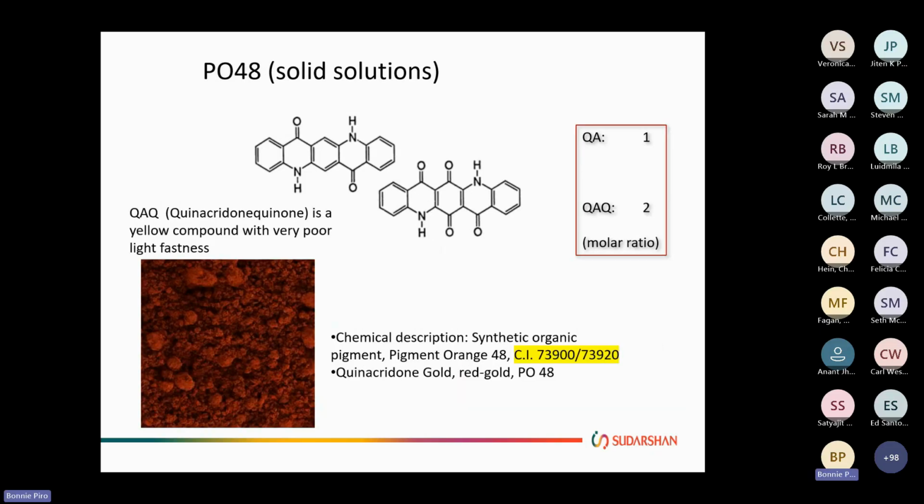Another example is Pigment Orange 48. In this one, we're increasing the amount of the QAQ. So this one is a mixture of 1 part quinacridone, 2 parts of the QAQ. So we're pushing now the color to the more yellow side, so we get a nice gold or orange in color space. Again, you can identify it by those 2 color index numbers that it is a solid solution.